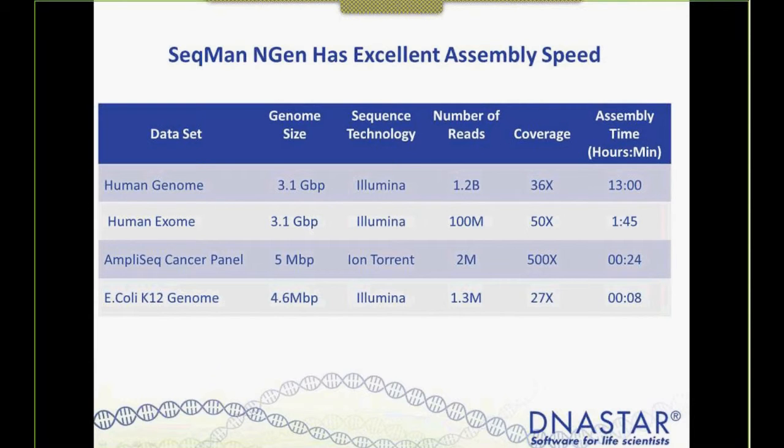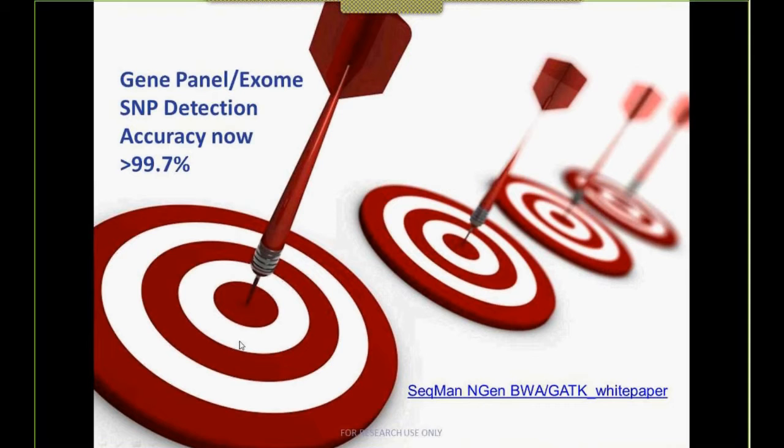Exomes, more folks are actually doing exomes right now than whole human genomes. A couple of hours for an exome is certainly reasonable. Again, it depends on the coverage. 50x is common, but if you have a deeper coverage exome in the hundreds, it'll take a little bit longer the deeper the data sets get. Smaller projects like cancer panels or E. coli genomes, we typically measure in just minutes. So it's a really fast algorithm.